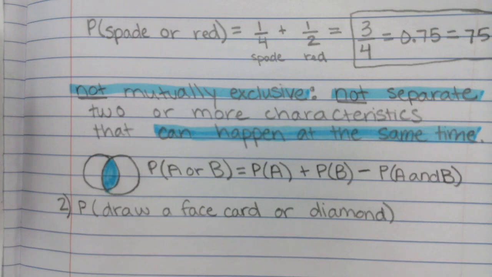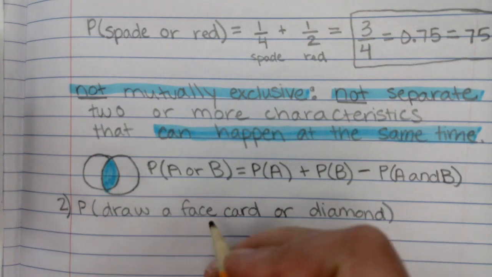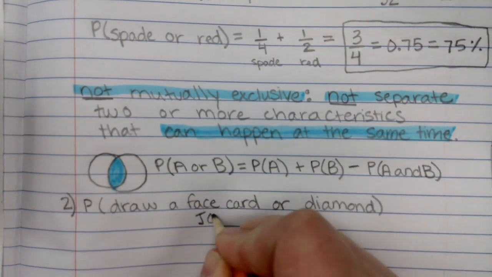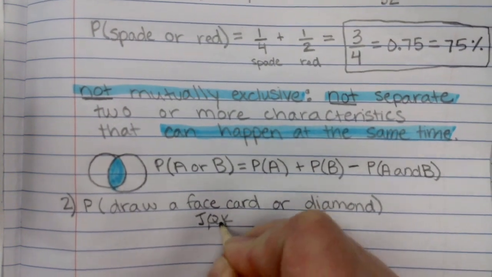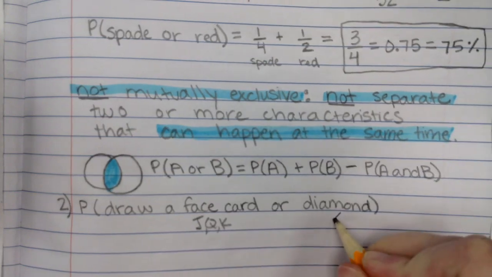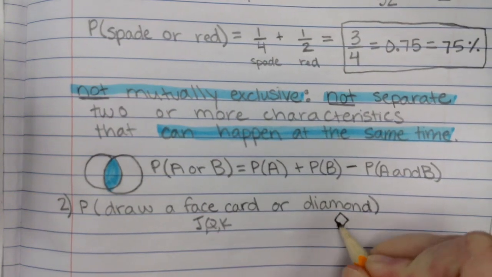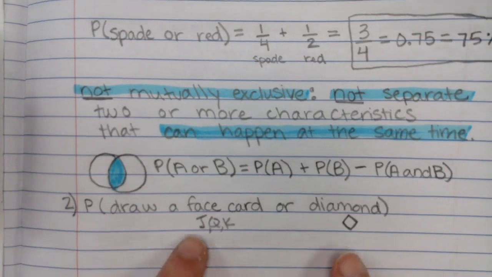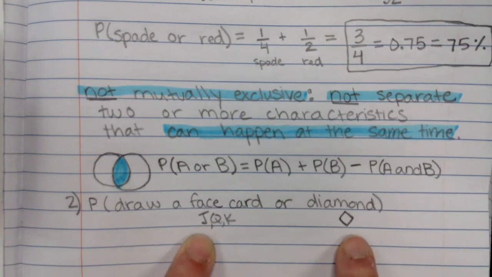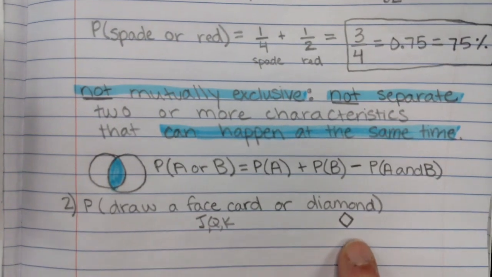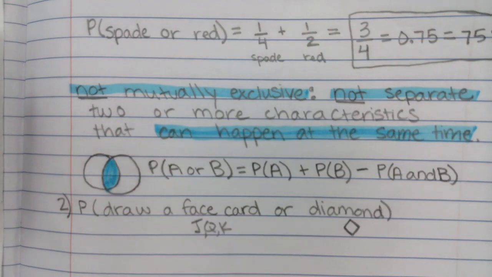There's an overlap there. Do you see any that are both a jack and a diamond? Yeah, the jack of diamonds. Is there anything that's both a queen and a diamond? Yep. A king and a diamond? Yep. So we have an overlap because we're looking at these diamonds and these face cards, but because there's that overlap, there are some that share that characteristic where it can happen at the same time.